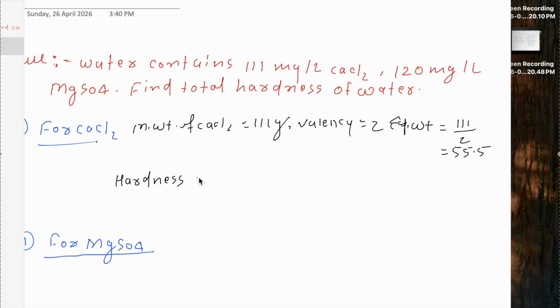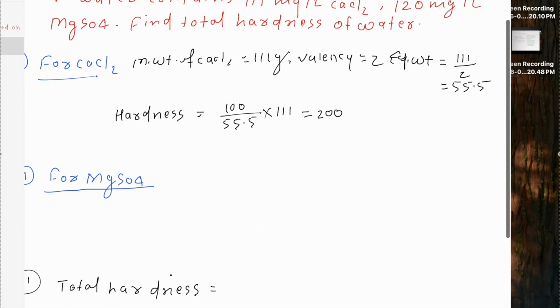So by the above formula, what is the hardness? Hardness will be equal to 100 upon the equivalent weight 55.5, into the mass given, 111 milligram. We solve this one and we are getting 200. Now second part.